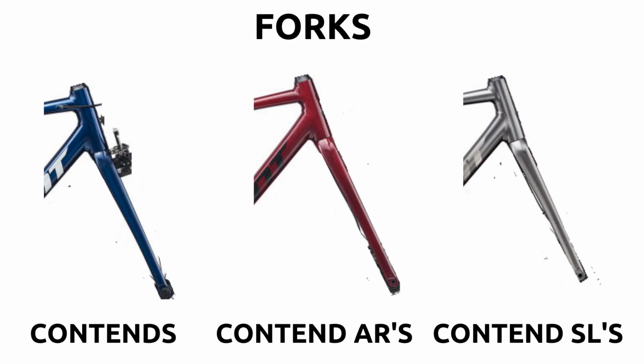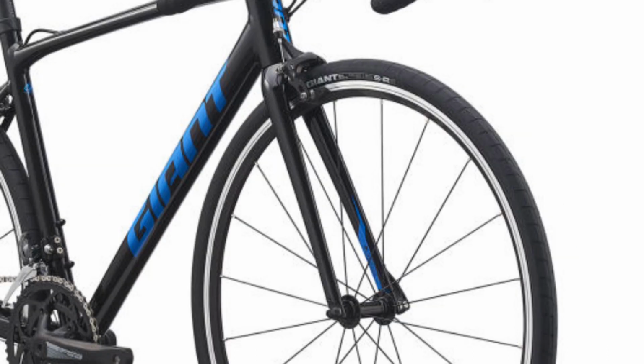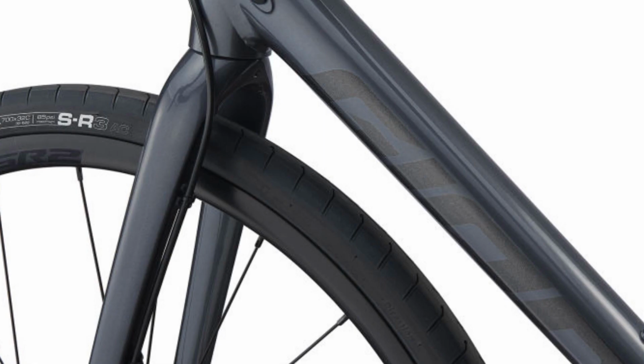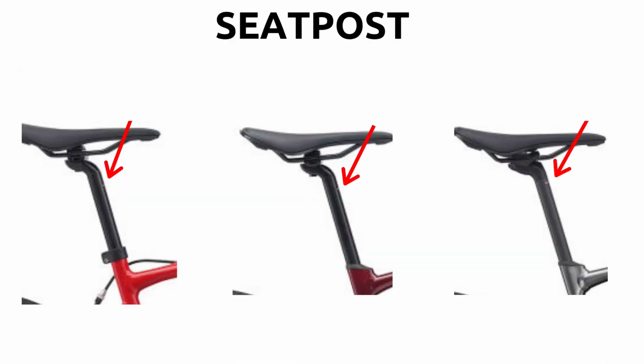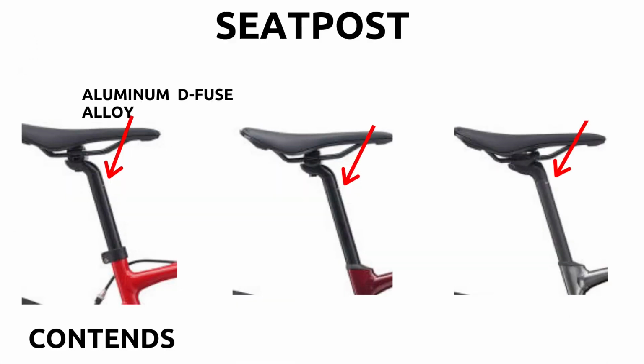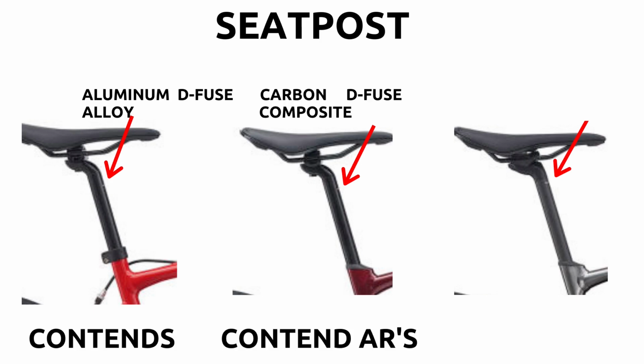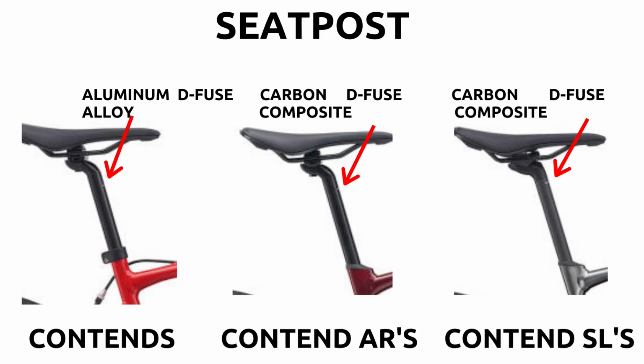All of the forks used in the Contend, Contend ARs, and Contend SLs are made of the same material but are essentially different in their shape and structure, especially for fulfilling individual purposes of the respective category. The seat post used in the Contend 1 is an alloy Giant Contact, while the ARs and SLs use a composite seat post for added compliance and weight saving.